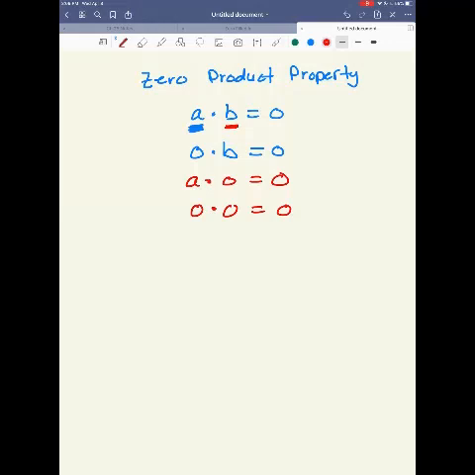Okay? So what the zero product property is really telling us is that anytime I'm multiplying factors together and the result is 0, I know that either one of them is 0, or the other is 0, or they're both 0.